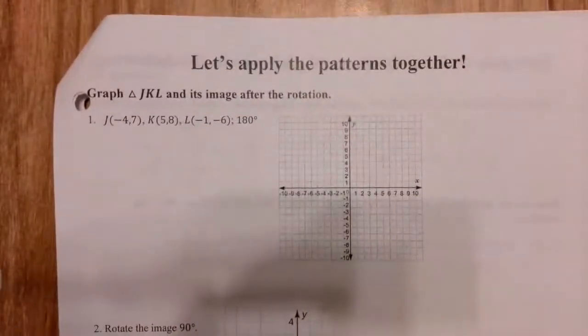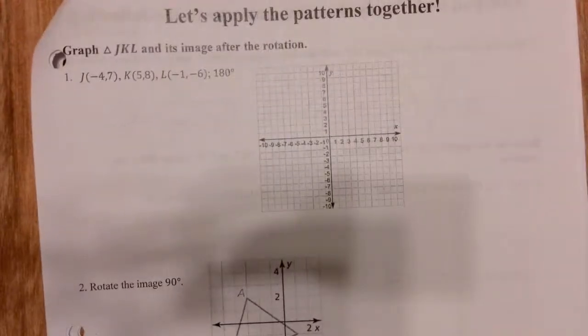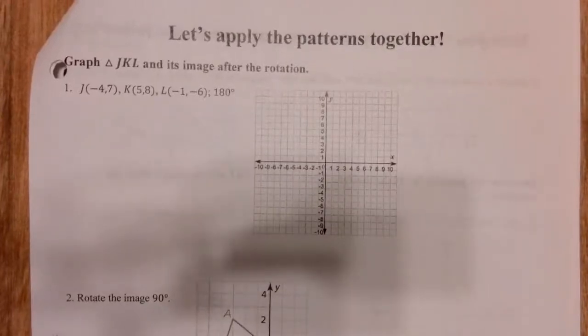So, let's apply the patterns together. A couple pages later, we're skipping a little bit more. Here's the deal. We're going to just use the rules. So, graph triangle JKL and its image after the rotation. All right, JKL, let's go ahead and graph them.